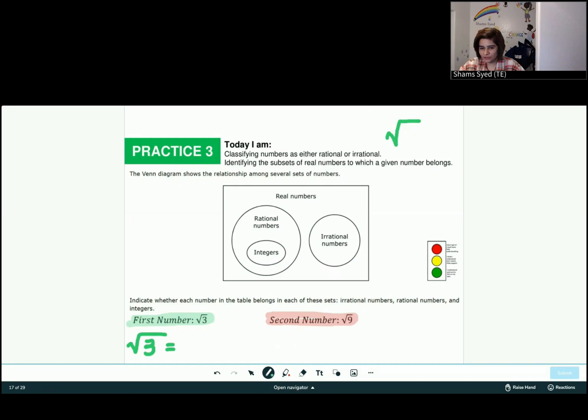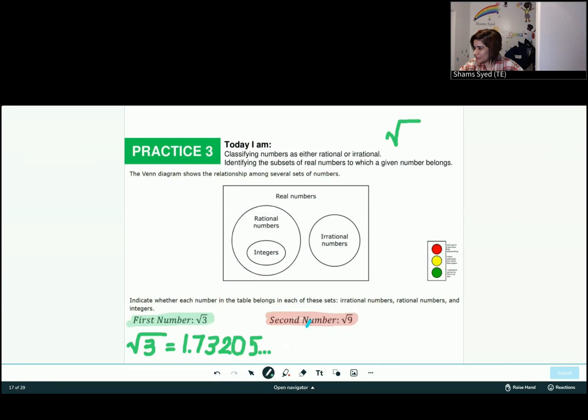So Jack says square root of 3 is 1.7, 3, 2, 0, 5, 0, 8, 0. Oh, wow. And so on and so forth. How will I classify square root of 3? Is it rational or irrational? How will I classify it?